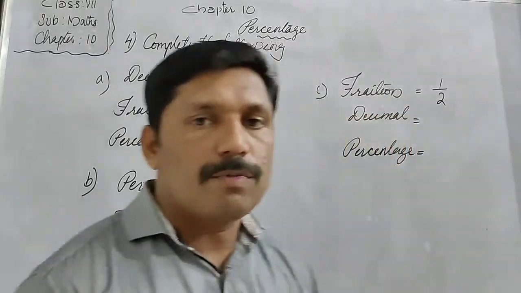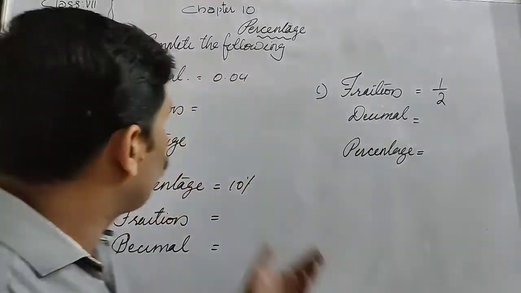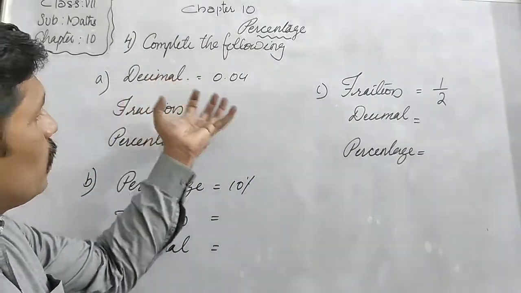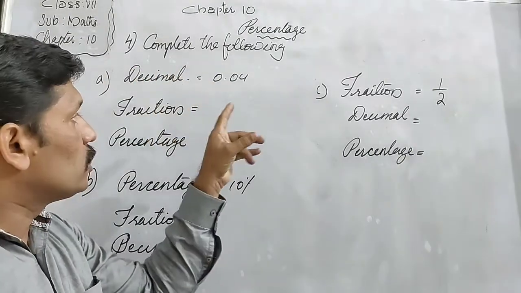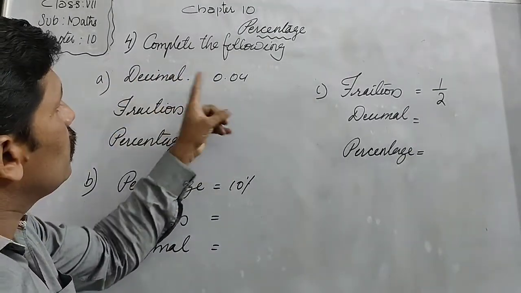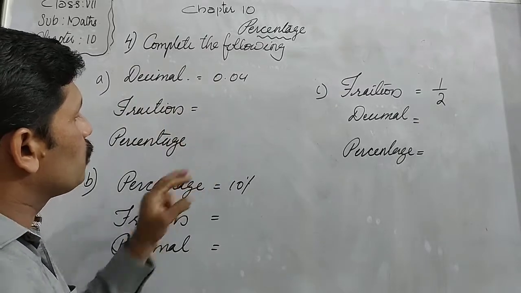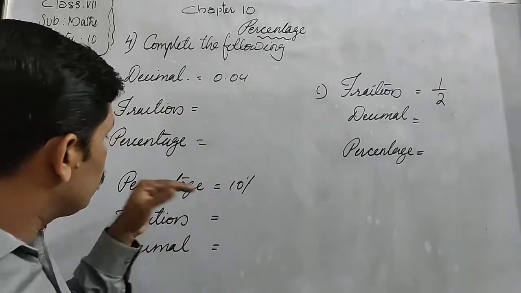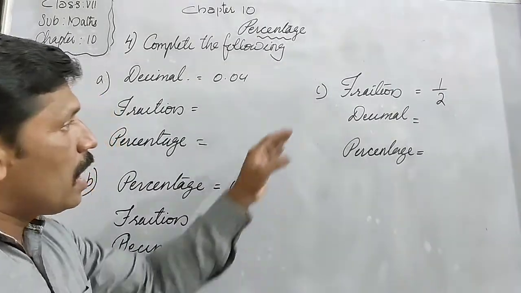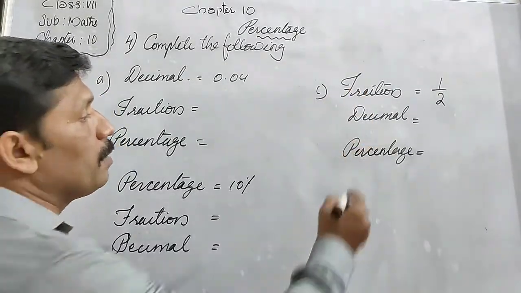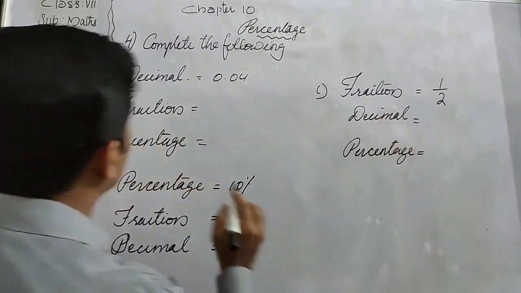Students, next question number 4. Here we want to complete the following tables, and here I have not written it in the form of a table. I have just written the information that is given in the question. Decimal is given, its corresponding fraction and percentage we have to find out. And here percentage is given, its fraction and decimal we have to find out. And here fraction is given, its decimal and percentage we have to find out. Listen, students, how it is.